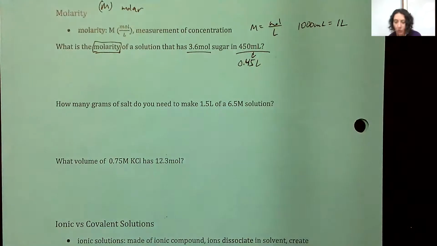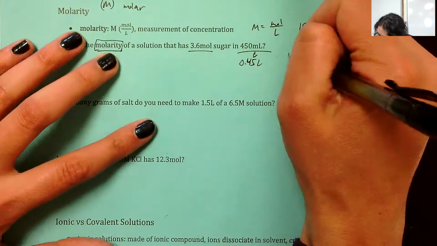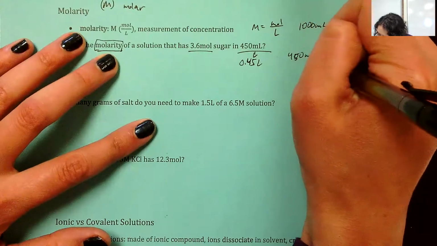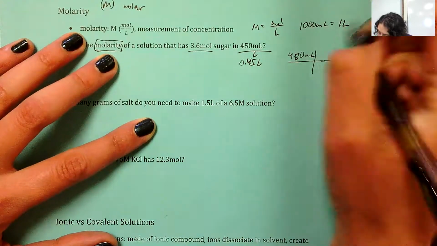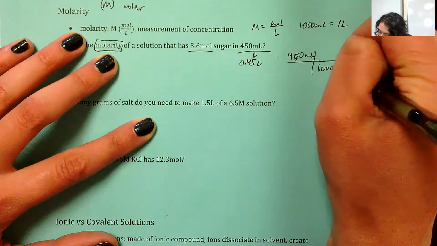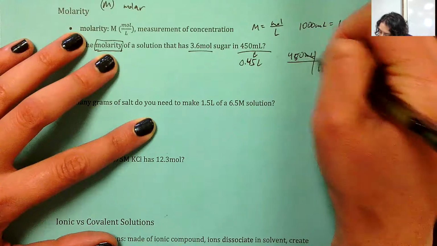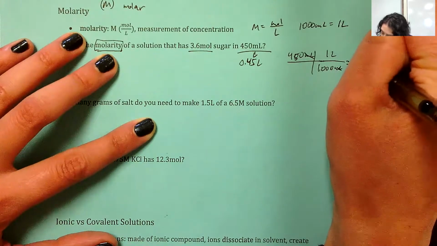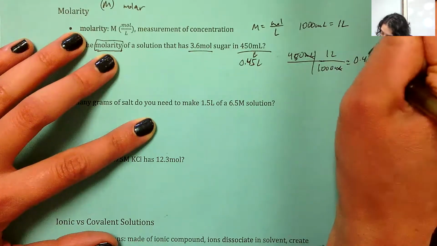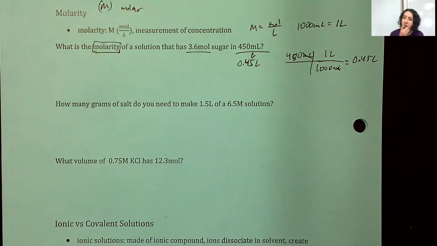That's a quick and dirty way of doing it. If you actually want to solve for it, you can go 450 milliliters, throw together a little skeleton, 1,000 milliliters is equal to 1 liter. Milliliters cancel out and you get 0.45 liters. So if you can just do it in your head, groovy. If you want to do a quick skeleton off to the side to figure out your volume, that also works just fine. So now we just need to solve for this.